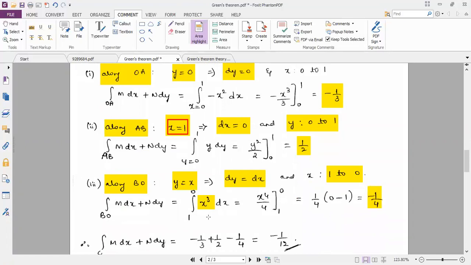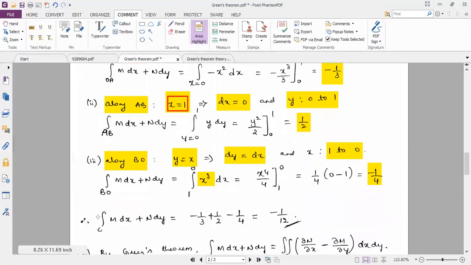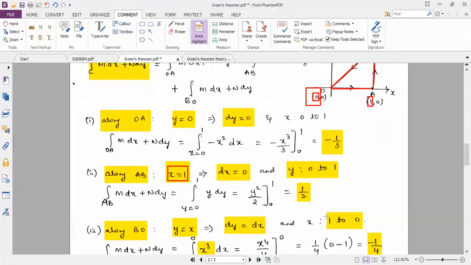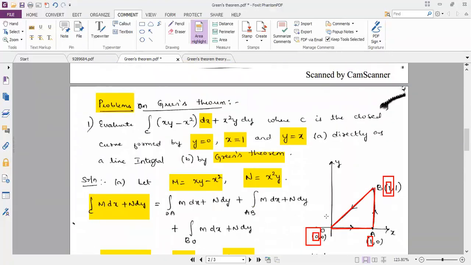Now we need to club all these to obtain the answer for the integral over the given curve C. So m dx plus n dy is equal to, clubbing the answers, minus 1 by 3 plus 1 by 2 plus minus 1 by 4. The answer is minus 1 by 12. So this is the first evaluation, directly on the line integral expression.